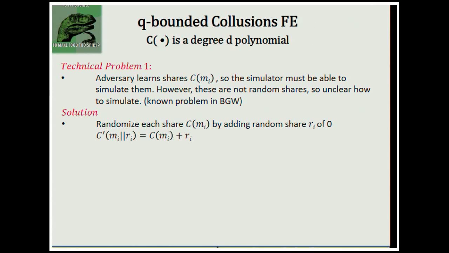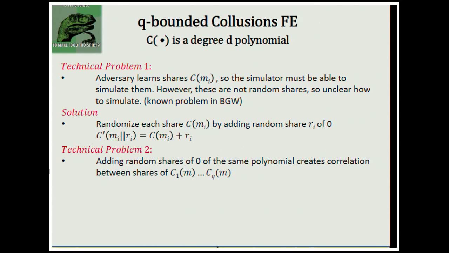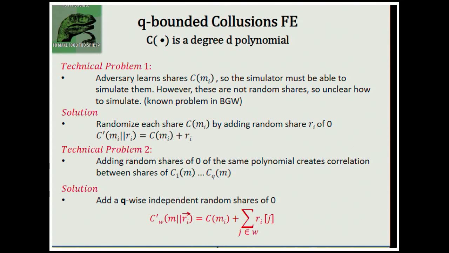Well, the solution is to consider a new family of circuits, C prime, where the message consists of two things: the secret sharing of M, and a secret sharing of zero. And what we're going to do is add this random secret sharing to the output of C of Mi. Now, this creates another problem. In particular, because we add in random sharings of zero of the same polynomial between different outputs of the function, this creates some correlation. So again, it's unclear how to simulate this view. The solution is to use q-wise independent random sharings of zero. So in particular, we're going to take a linear combination of some random secret sharings of zero, and add it to the output of the function. And we're going to construct a function encryption for this circuit family.